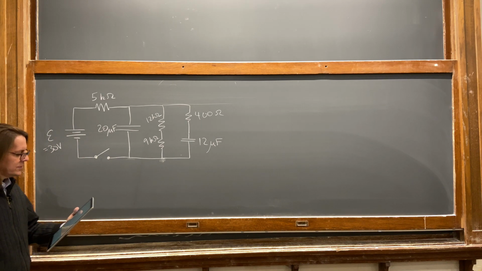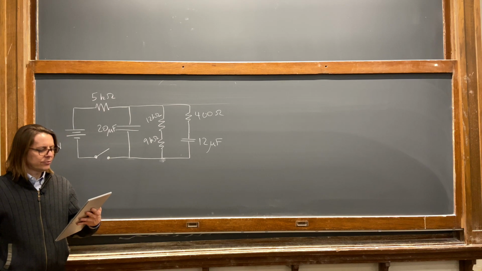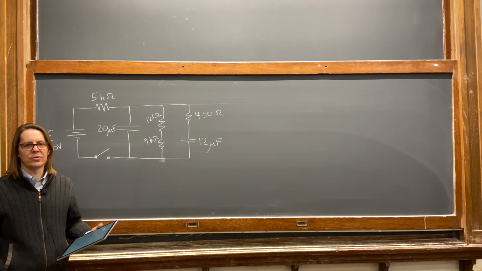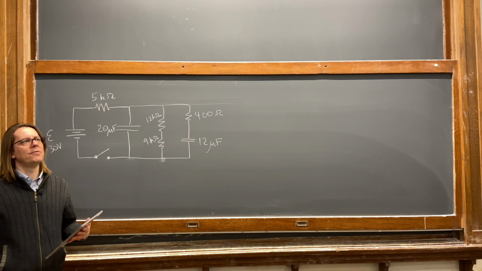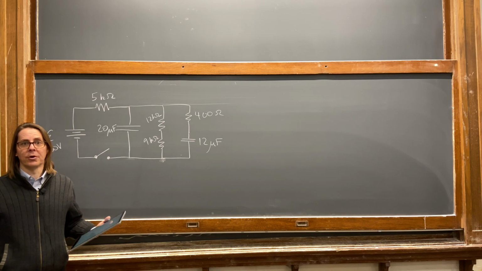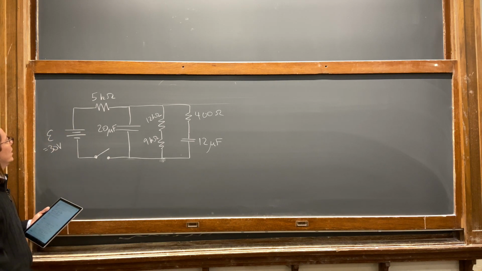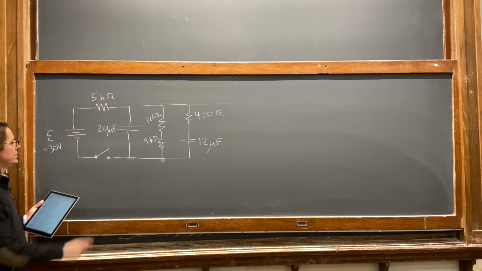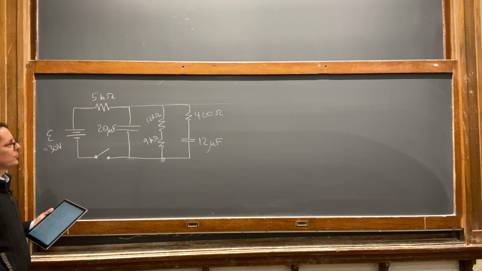Let's see. So the first question is, how much current flows from the battery in milliamps with the switch open? So remember, whenever we say flows from the battery, that means the total current. Right? So just how much current flows from the source with the switch open? And the answer to the first one is just 0.